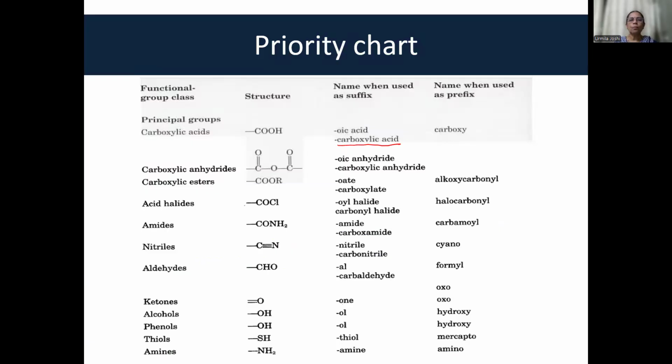Okay. So, this is the priority chart that we saw in the previous lecture. Important things to be noted over here are carboxylic acids have highest priority. They are followed by all other acid derivatives. And these include anhydrides, esters, halides, amides in that order. So the functional group which is up in the priority chart gets the priority.